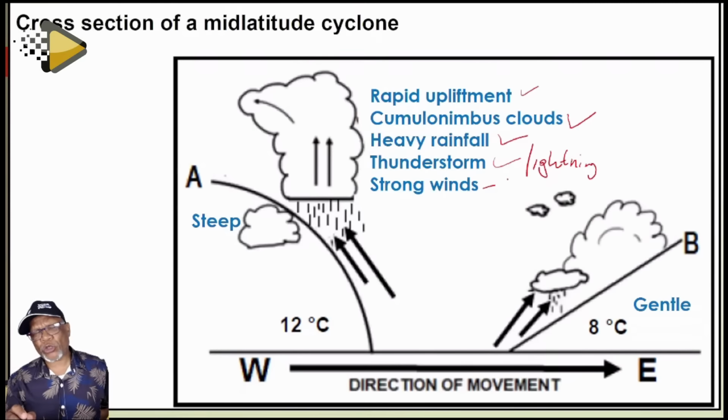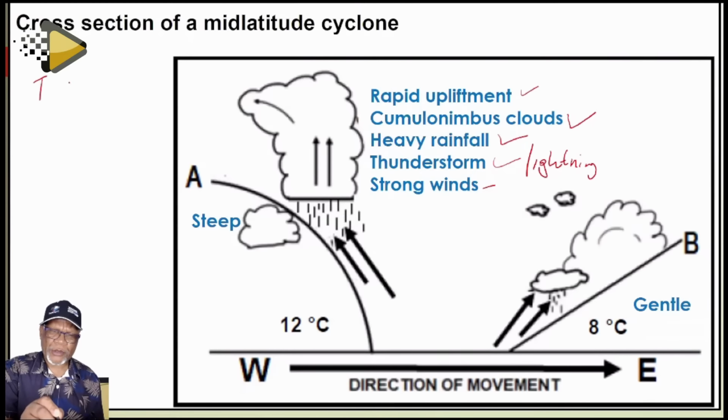But this is not only limited to a mid-latitude cyclone. There are three other weather phenomena that are associated with cumulonimbus clouds. Number one that you have is the tropical cyclone, which is TC, and it is a line thunderstorm.